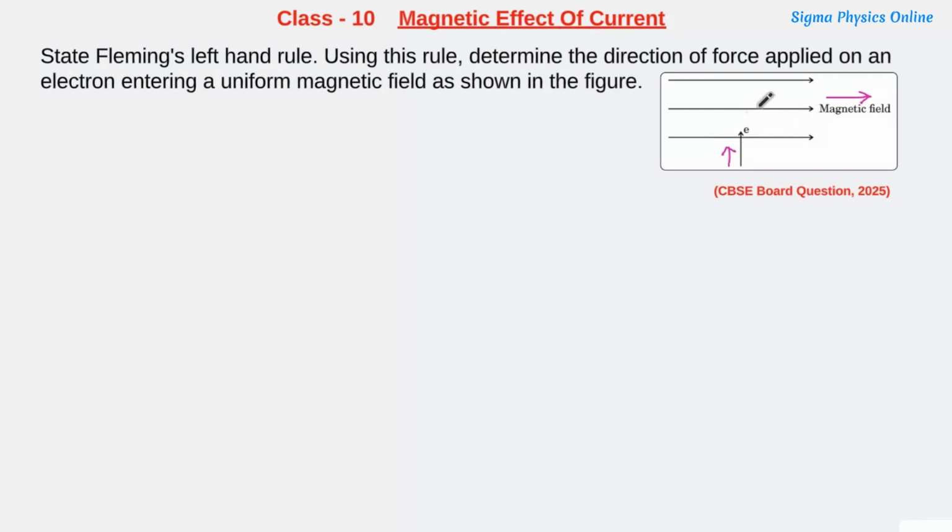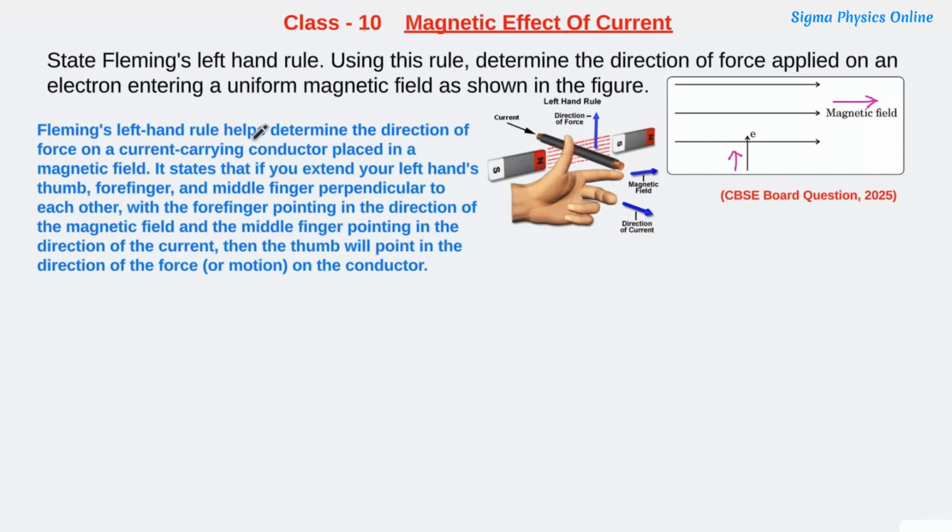So before finding out the direction in which the electron will be deflected, let's first understand what is Fleming's left hand rule. As I've just told you, Fleming's left hand rule helps us to determine the direction of force on a current carrying conductor placed in a magnetic field. It means that if any conductor which is carrying current is placed in a magnetic field, then this current carrying conductor will experience a force and it will be deflected. In which direction it will be deflected, that will be determined by Fleming's left hand rule.